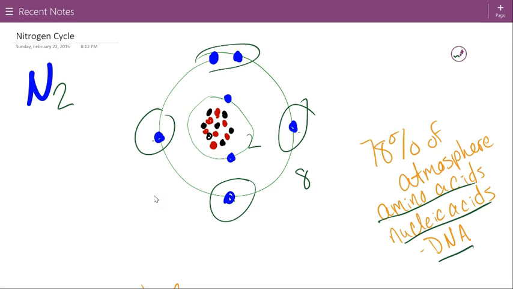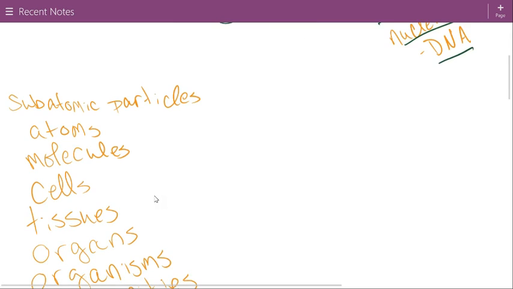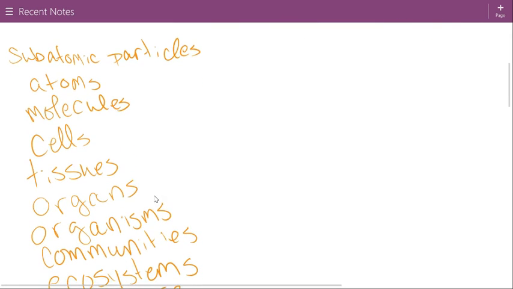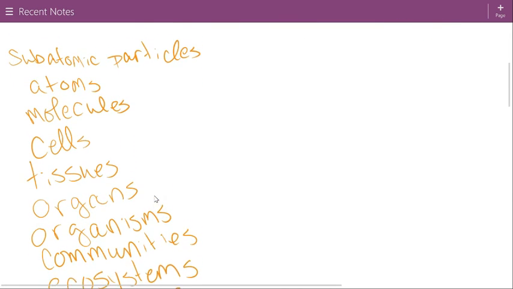Now, the problem with that is our bodies cannot use diatomic nitrogen in our amino acids or nucleic acids, so that's where the nitrogen cycle comes in. For nitrogen has to go through various processes to be able to be used in our bodies. Before we get all the way to the nitrogen cycle, we're going to talk a little bit about just some terms that'll come up.